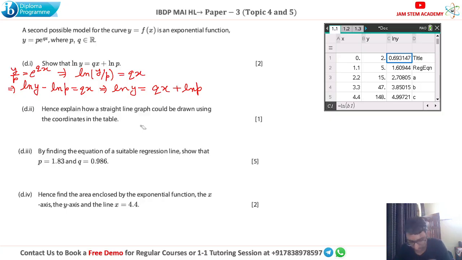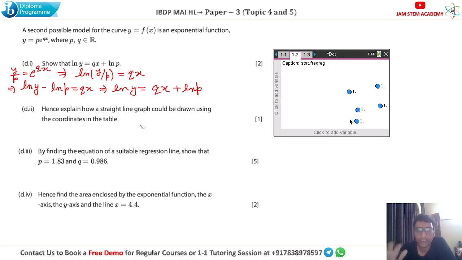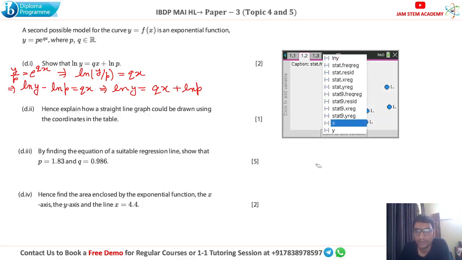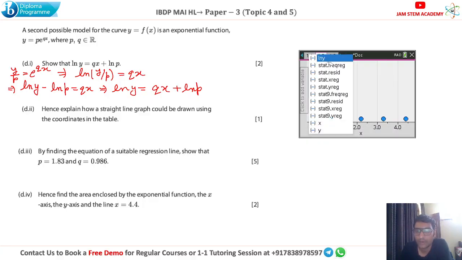In your GDC, press Control and then this plus page button, which is just above the menu. Select this option, add data and statistics. Once you enter this, it shows you the points that we entered last time in that C column. Now click on add variable and enter X. So I will select X from here. For the Y part, I will select natural log of Y.